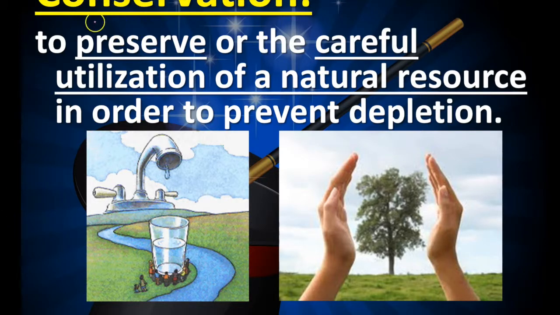Conservation is actually to preserve and carefully utilize natural resources in order to prevent their depletion. So when we're talking about the law of conservation of matter and things being converted from one form to another, some things are lost in the process. And so conservation in this case is how can we preserve some of the items, the reactants that are rearranged to create a product in this process.